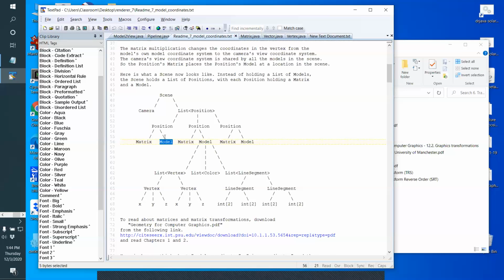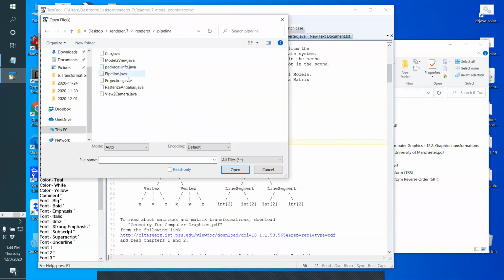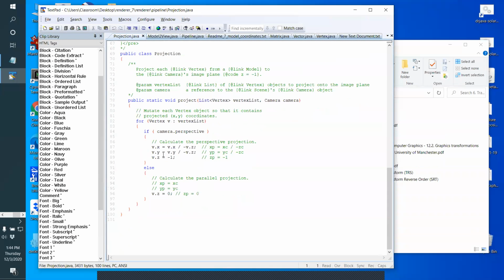So after you transform this model in front of the camera, then you transform this model again to be in the image plane. You project that model to the image plane, so you mutate that model again. See, this one projects the vertices into the image plane. See how it's mutating the vertices. Right now this projection is not done with a matrix, and later on it can be done with a matrix.